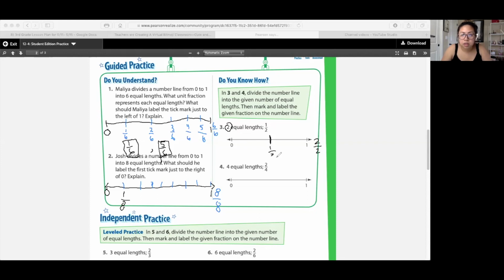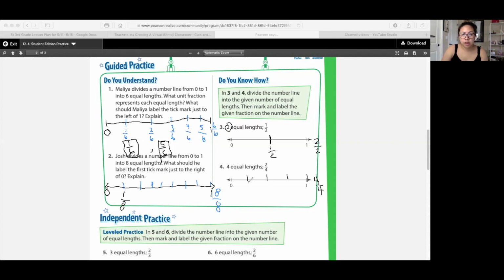Okay? Moving on to 4, we need to cut it into 4 equal parts, and we need to label where 2/4 is. So again, we already know this is a whole, so this is going to be 4 out of 4. So if we were to cut this, let's go ahead and start cutting. 1, 2, 3, and then 4/4 is already over here.